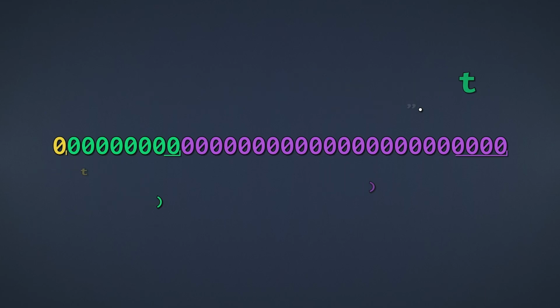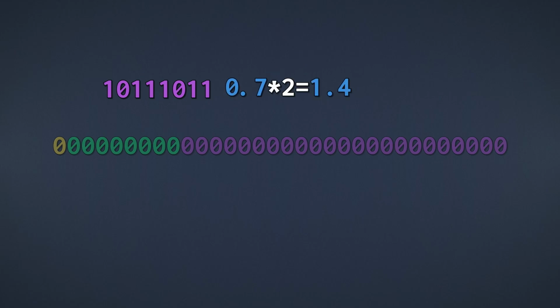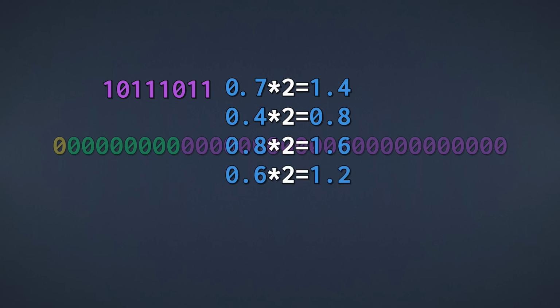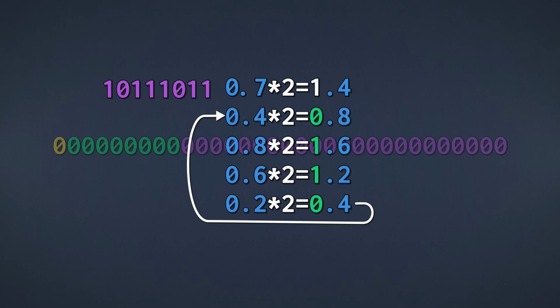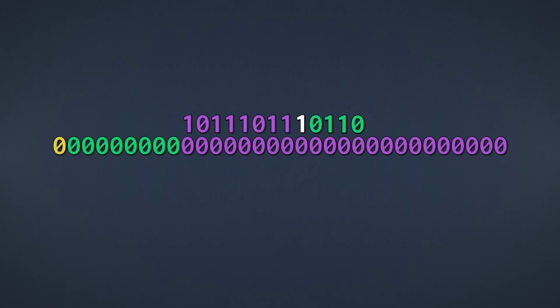For this example, let's convert 187.7 into binary. First, we take the non-fractional part and convert it like always. Then we take the fractional part and convert it just like we did in the fixed point example. Once again, we end up with a repeating pattern. Let's arrange all bits so far side by side.